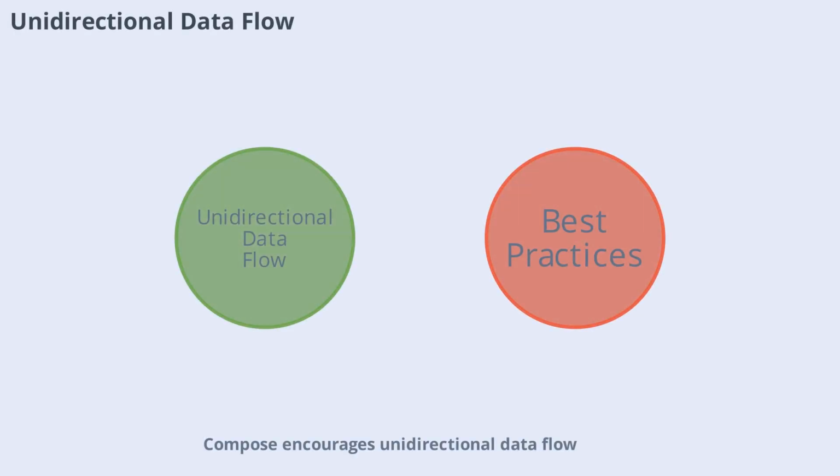Compose encourages unidirectional data flow, where data moves in one direction and events flow back up. Senior developers embrace this pattern to keep state changes predictable and debuggable. This approach reduces bugs and makes the app easier to reason about.